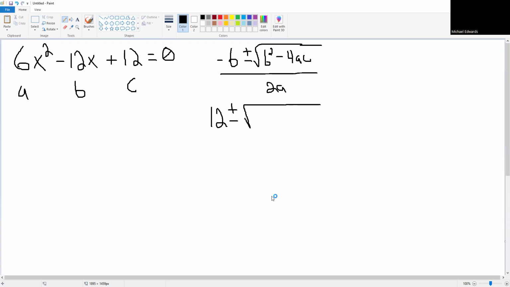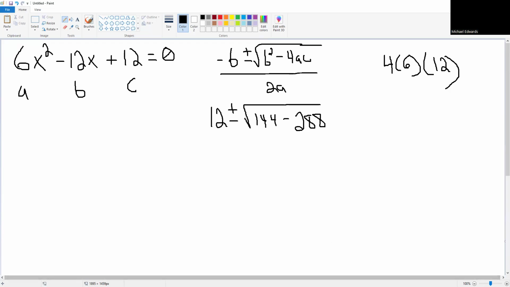What's the square root of 12? I mean, I'm sorry, not square root, the power of 12. Anyway, it's 144, because negative 12 squared is negative times negative, which makes it positive. Minus 4ac. All right, 4 times a, which is 6, times c, which is 12. You just do that in your calculator real quick, which is 4 times 6 times 12, which is 288.